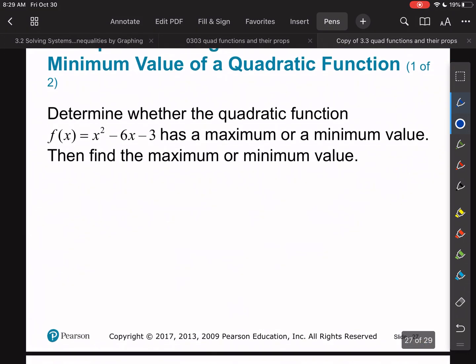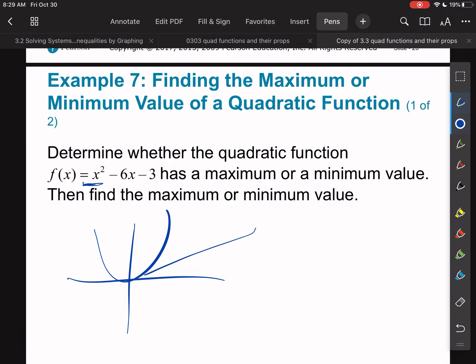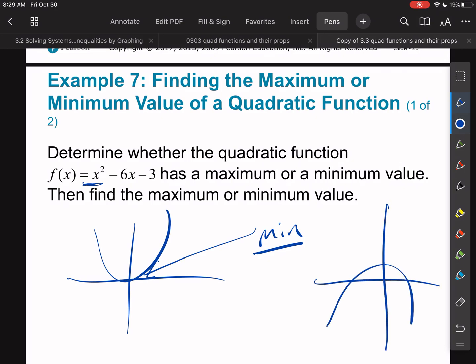It just says determine if the function has a minimum or a maximum. This is actually very simple. If the a term is positive, we know it's opening up. If it's opening up, the function has a minimum. If the a value is negative, it would open down, and the function would have a max. So looking at this one, I know that this one's opening up, so it's going to have a minimum, and then they want us to determine what the minimum value is.